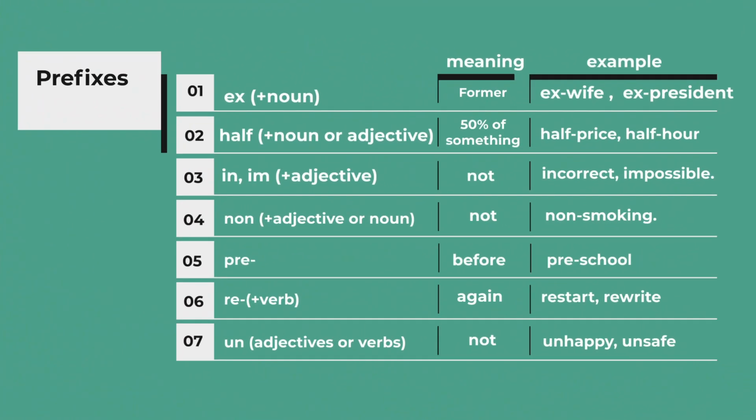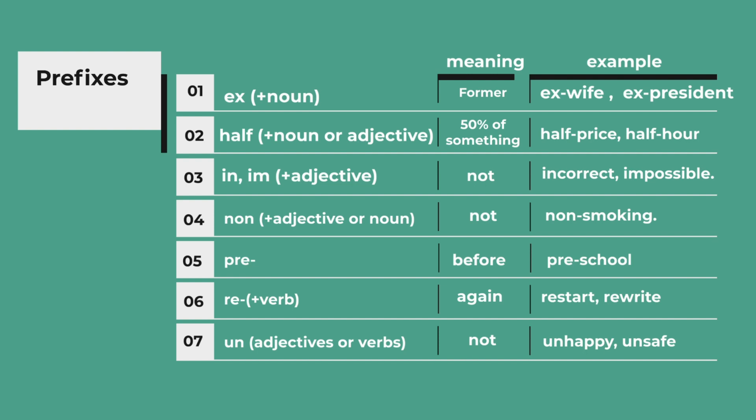Here are some common examples in English. The prefix ex, which is usually used with nouns, means former. For example, ex-wife, ex-president. The prefix half means 50% of something. For example, half price, half hour. The prefixes in and im are usually used with adjectives and they mean not.